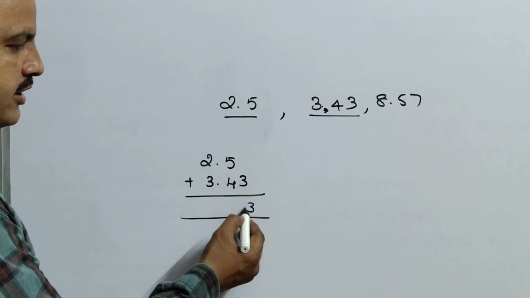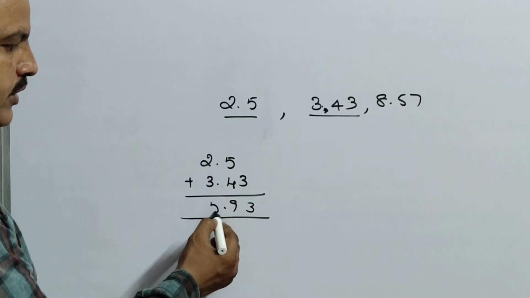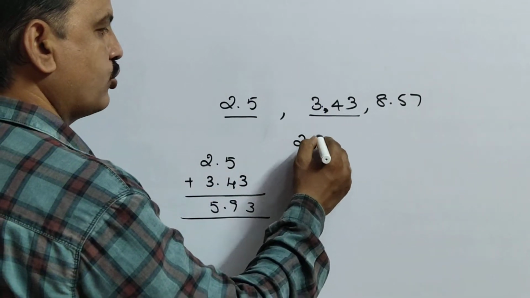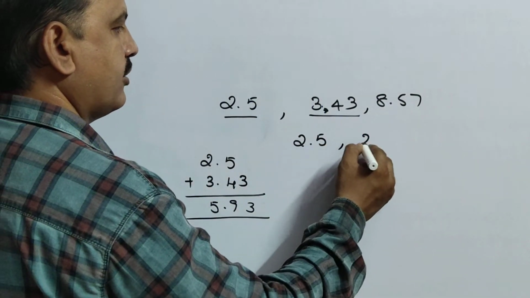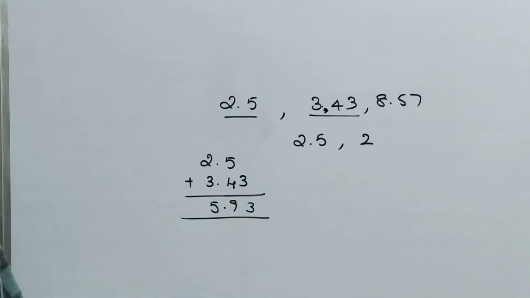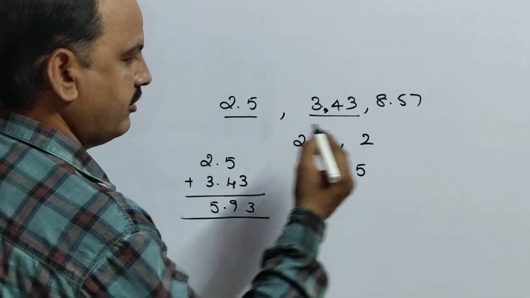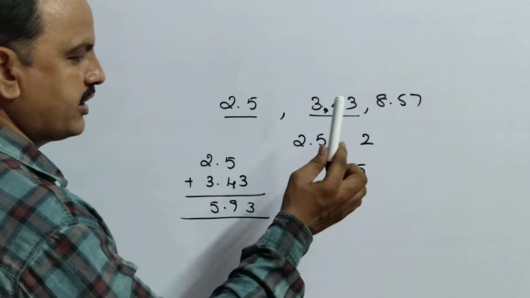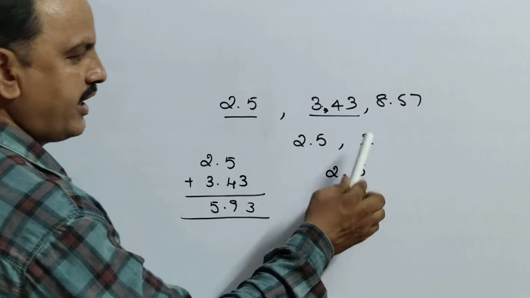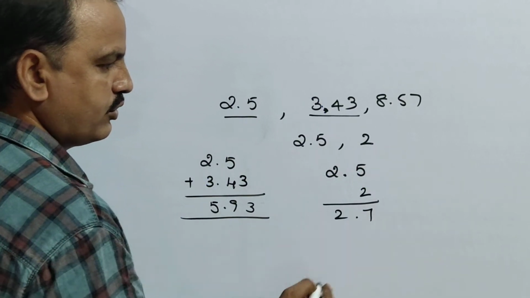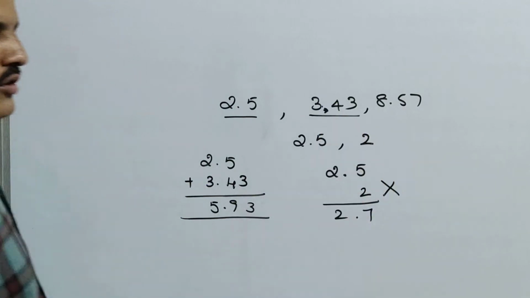Here, you'll write 3, 5 plus 4, 9, 2 plus 3, 5. But if I ask to add 2.5 and 2, here the problem comes. I'll tell you why. Listen very carefully. Here it is 2.5, no? Here 2 is there. All will write this 2 here and they will add like this. So this is absolutely wrong.